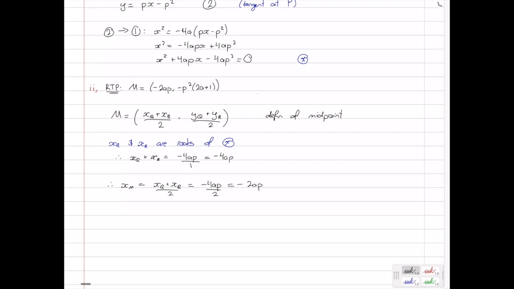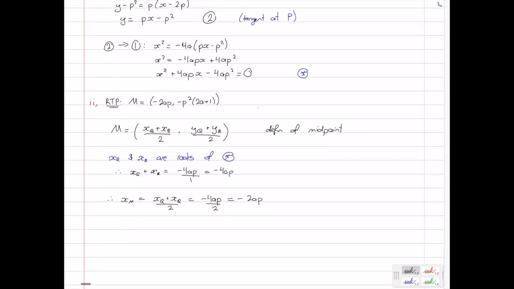How can we work out the y-coordinate of M? We don't have any information about the y-coordinates of Q and R, so we can't use a similar thing to what we did for x. But we do know that M lies on the tangent at P, and that was given by equation 2. So we can substitute xM equal to minus 2ap into equation 2. That will give us yM equal to p times xM, which is negative 2ap, minus p squared. So that's minus 2ap squared minus p squared.